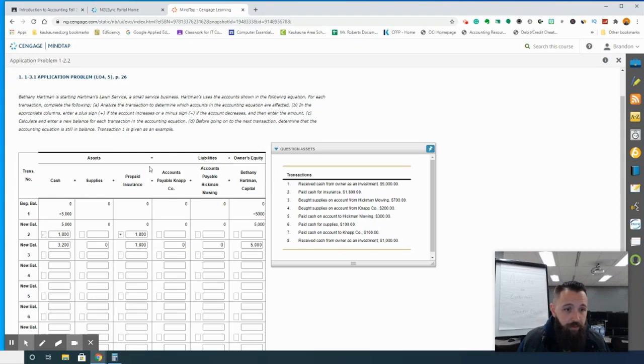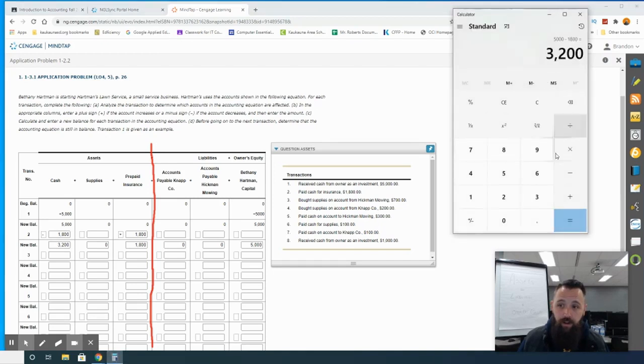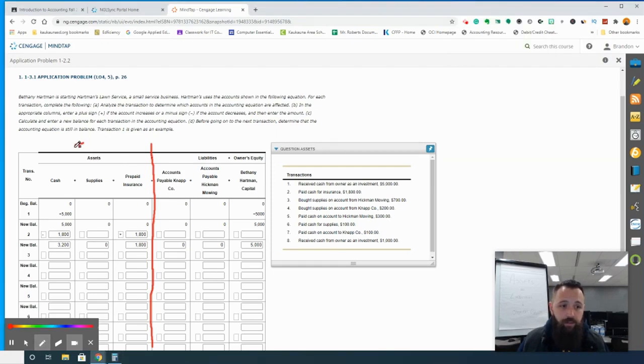Well, if we look at the accounting equation, what you do is you're just going to draw a line straight down here, right? There we go. Here's all the assets on the left, and here's all the liabilities and owner's equity on the right. And here are the balances that we have. So if we take the balance of cash and the balance of prepaid insurance, 3,200 plus 1,800, it equals 5,000. So the left-hand side of the accounting equation right now equals 5,000.